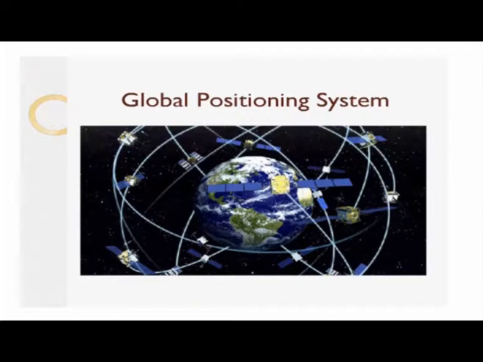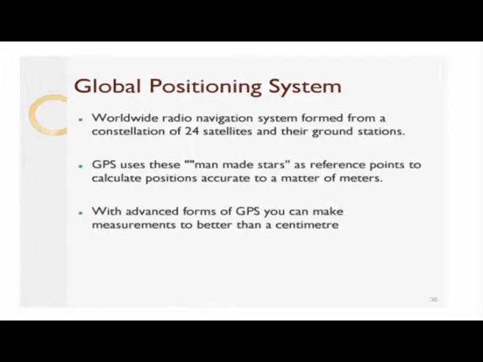Okay. So now let me come to the Global Positioning System, GPS. Let me talk about GPS in more detail. So what is GPS? GPS is a worldwide radio navigation system that forms a constellation of 24 satellites. These are man-made stars from which you can get reference points to calculate positions.